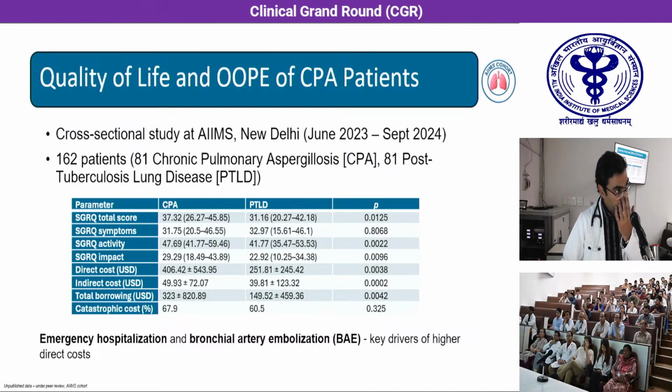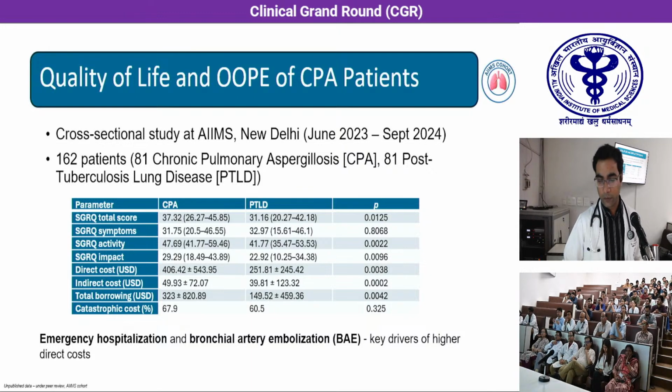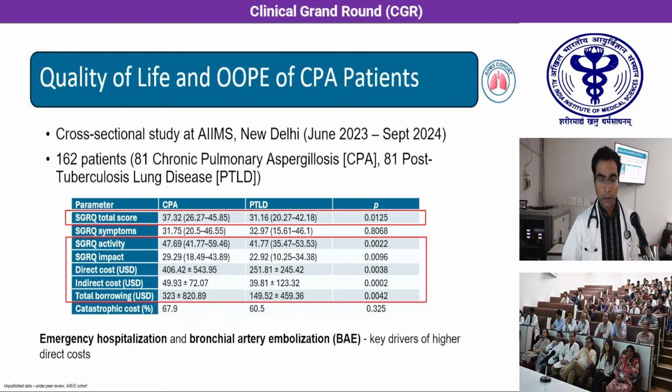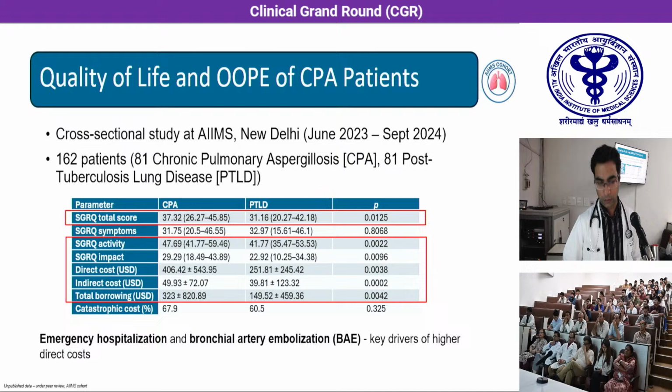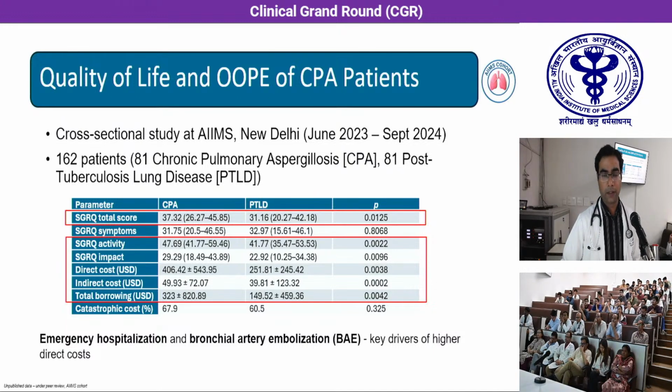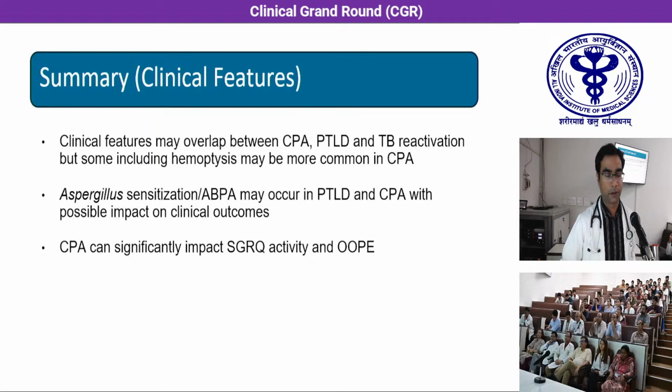But how does it translate to the patient, and how does it affect the patient's quality of life? Let's see. In this study, patient quality of life measured by SGRQ score was poorer in CPA PTLD patients compared to PTLD only patients. And out-of-pocket expenditure was more in CPA patients compared to PTLD only patients. The main contributors of this were hemoptysis, emergency hospitalization, and bronchial artery embolization.